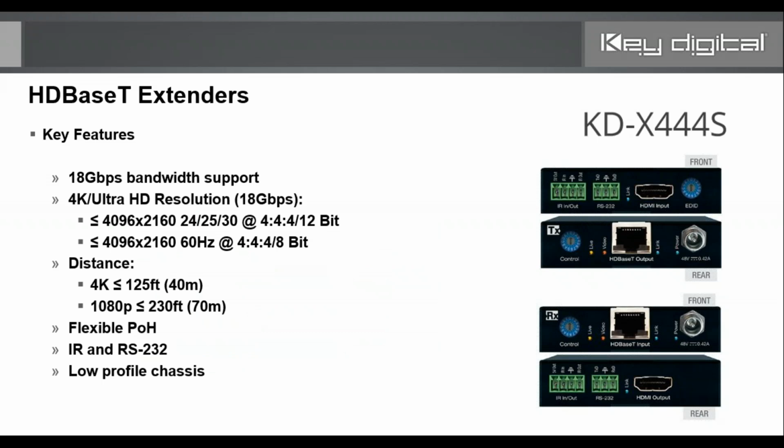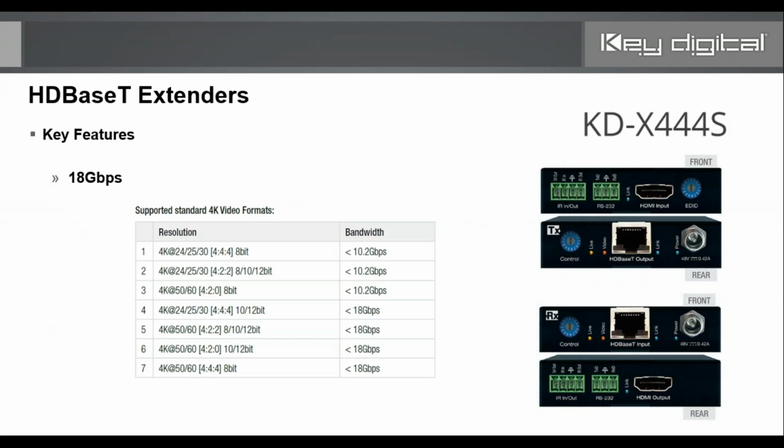Now there's an additional product from Key Digital also with 18 gigabit per second bandwidth support. That product is KDX444S. So just like the X444L, this supports 18 gigabits per second. So what's the difference? The S and the L. We knew the L stood for long range on the X444L. Here on the X444S, the S stands for standard range, where you are able to do 4K up to 40 meters, 125 feet, or 1080p up to 70 meters, 230 feet, certainly meeting the distance requirements of many installations. There is no long-range mode on the X444S. Everything else is the same, so you've got your flexible POH, your IR, your RS-232 control, and the slim, low-profile chassis.